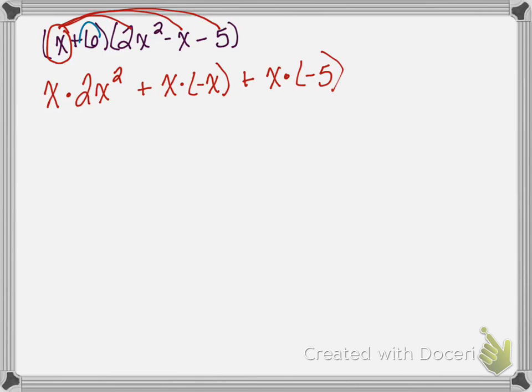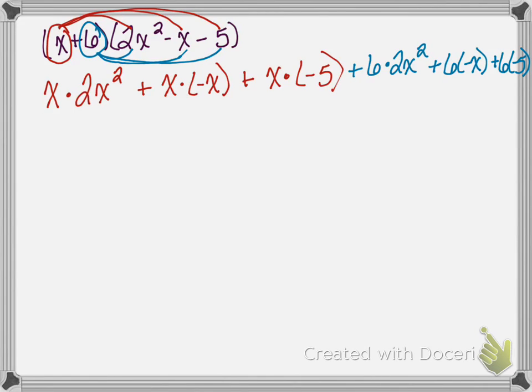Now I'm going to do the same thing with the 6. So I've got 6 times 2x squared, 6 times negative x, 6 times negative 5. Okay? So 6 times 2x squared, 6 times negative x, 6 times negative 5. Okay?